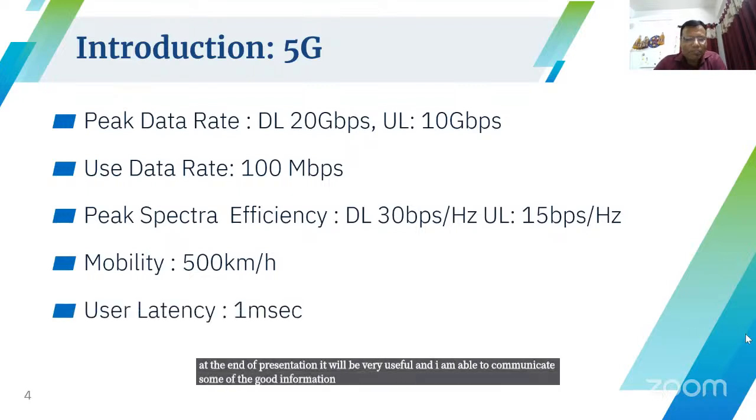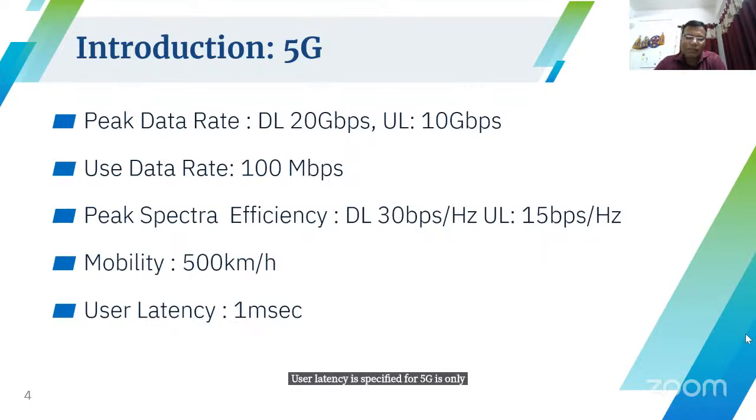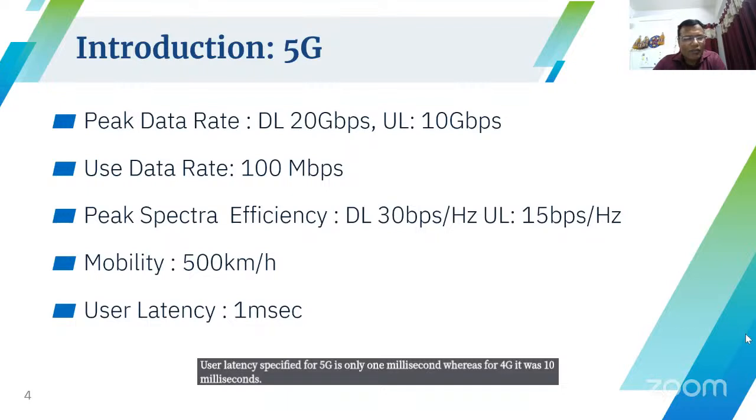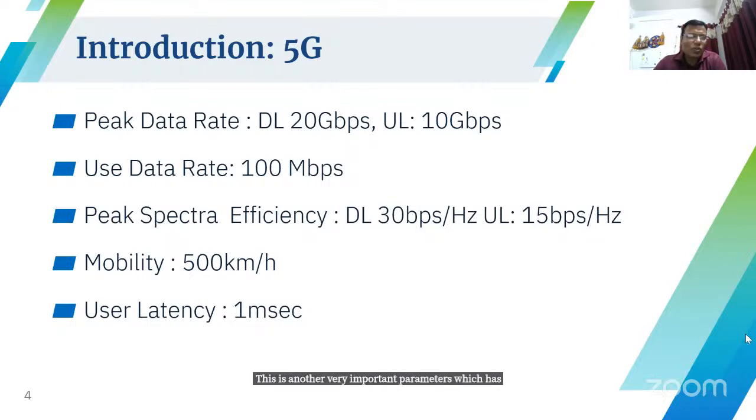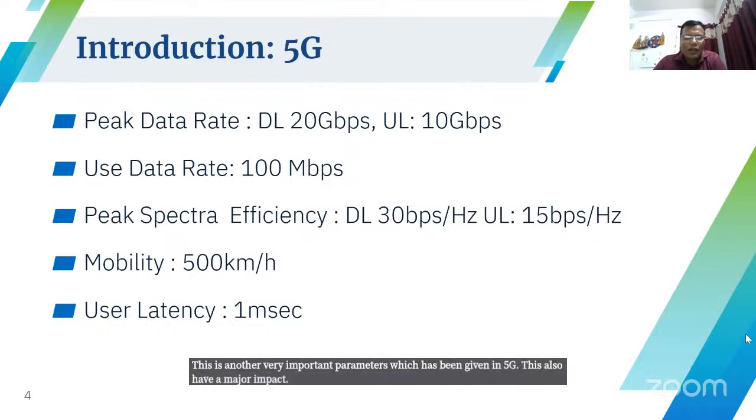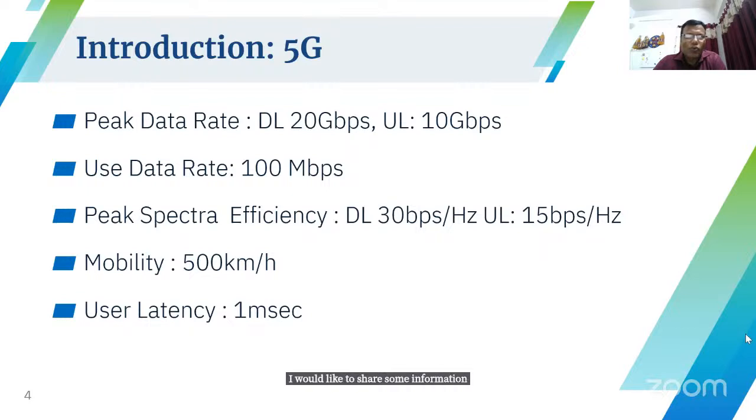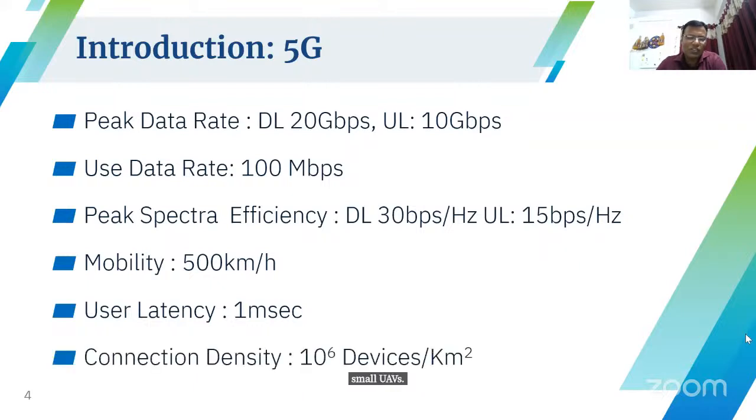User latency specified for 5G is only 1 millisecond, whereas for 4G it was 10 milliseconds. This is another very important parameter given in 5G, and it has a major impact. I would like to share some information here. In 4G, if I have to control a drone or some remote devices, 10 millisecond latency is quite high. If the drone is flying at high speed, then in 10 milliseconds it may collide or collapse. The use of 5G with 1 millisecond will be a reasonably good latency for me to have control over autonomous vehicles as well as small UAVs. So this is one feature which has been given.